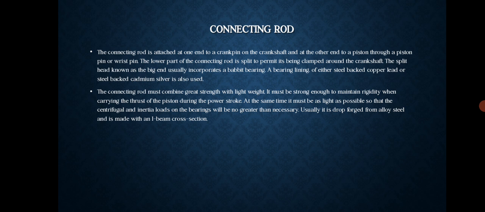The connecting rod must combine great strength with light weight. It must be strong enough to maintain rigidity in carrying the thrust of the piston during the power stroke. At the same time, it must be as light as possible so that the centrifugal and inertial loads on the bearing will be no greater than necessary. Usually, it is forged from alloy steel and it is made with an I-beam cross section.